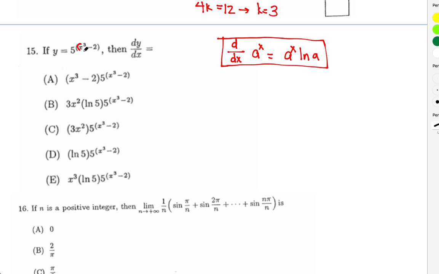Once you know that, this is the baby, of course. The derivative of 5 to the circle is 5 to the circle, a to the x ln a, so ln 5, times the derivative of the circle, which is 3x squared. So which of these is our answer? We have the 3x squared ln 5, 5 to the x cubed minus 2, so B is our answer there.